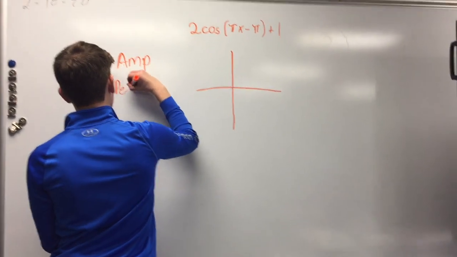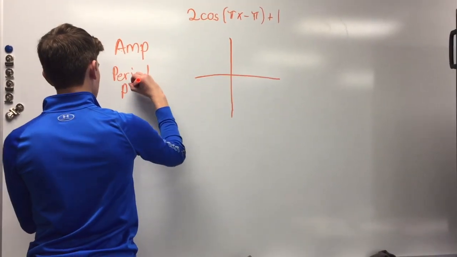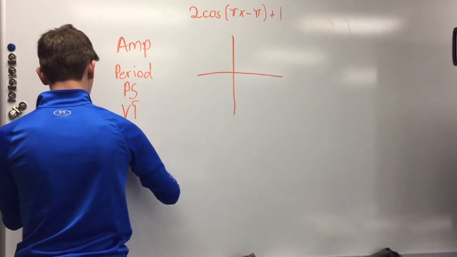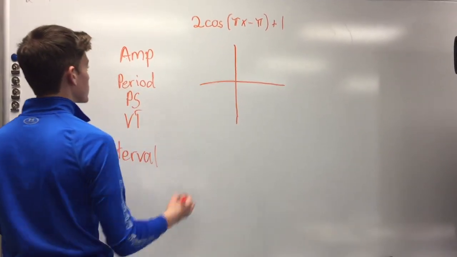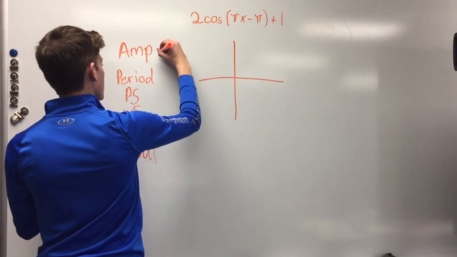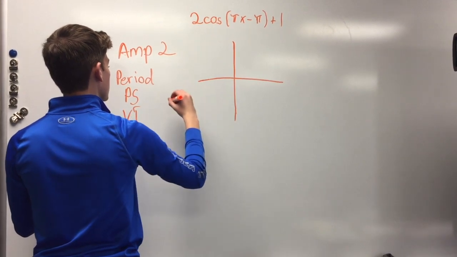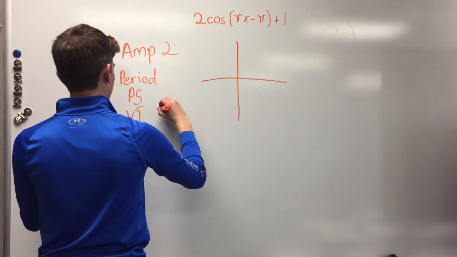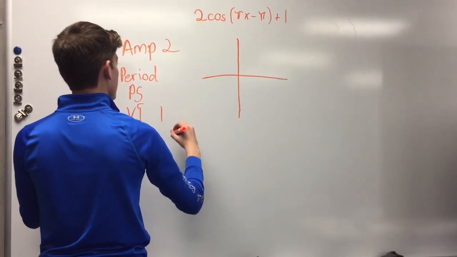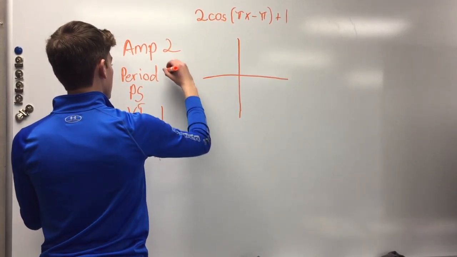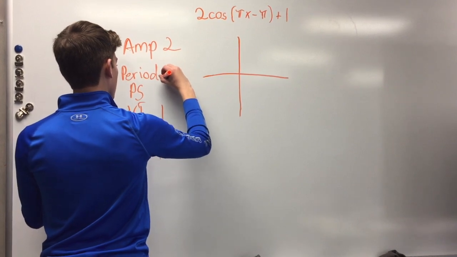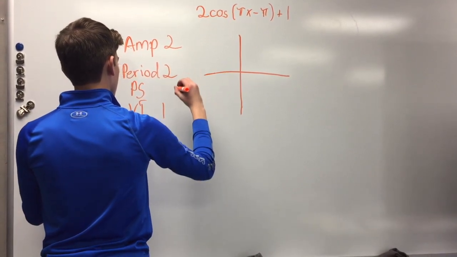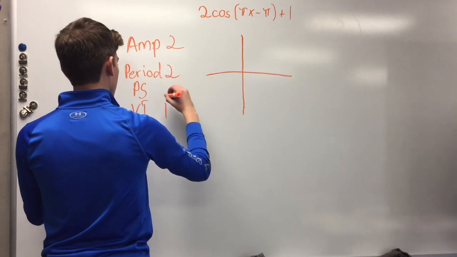Our equation for cosine was 2 cosine of pi x minus pi plus 1. So we started with the amplitude, which is the absolute value of a. And since a is 2, the absolute value of 2 is 2. The period was next, which is 2 pi over b. B is pi, making the pi's cancel out, making the period 2.